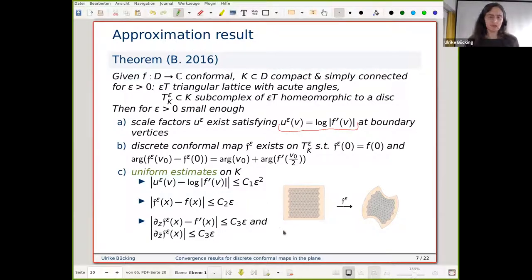And now you may ask, okay, we really started with a very, very regular triangulation of the complex plane or of our domain. Can we do better? And of course we can. So we now had C infinity convergence. And to this end, I was inspired by a paper by He and Schramm, and he took a sideway and considered some other quantity.